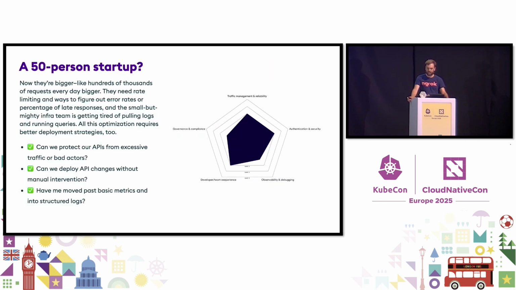So let's take a look back at Acme Corp. Now that they have become a 50-person startup, they've grown a lot, and their radar has expanded in a couple of interesting ways. They've gone past level 1 for observability. They're into level 2, which means they are past basic logs. Maybe they moved into structured logs to be able to handle some issues that they've met along the way.